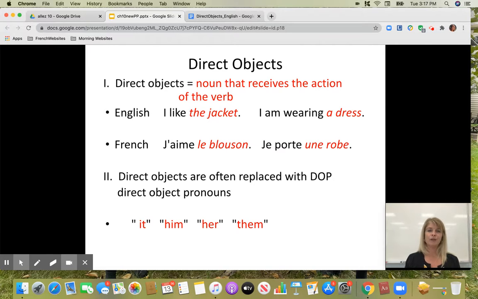Actually, the red is not what you're writing there. I gave you the English: I like the jacket. I'm wearing a dress. And you're filling in the French: J'aime le blouson. Je porte une robe. But of course, I have highlighted the direct objects.